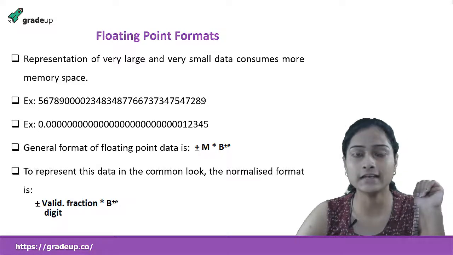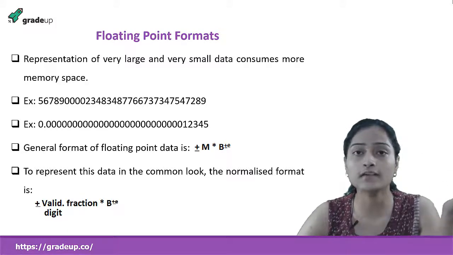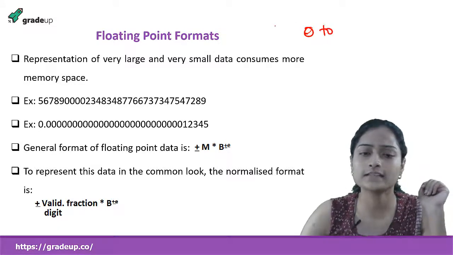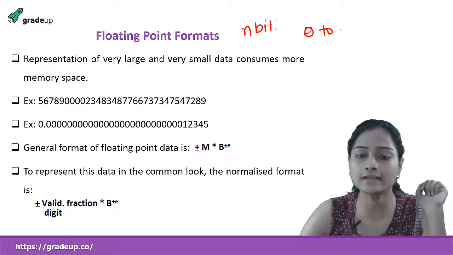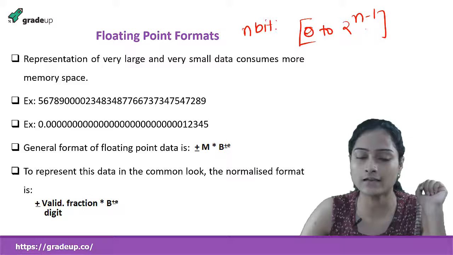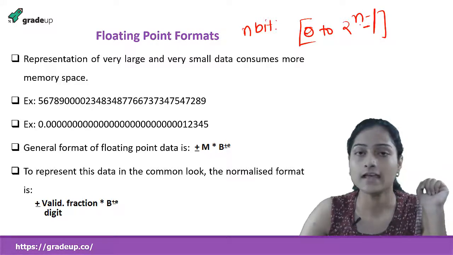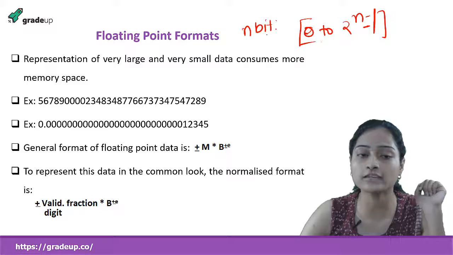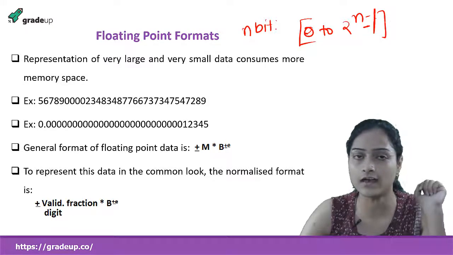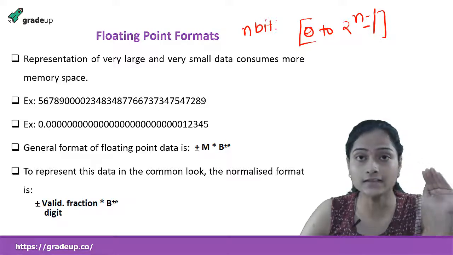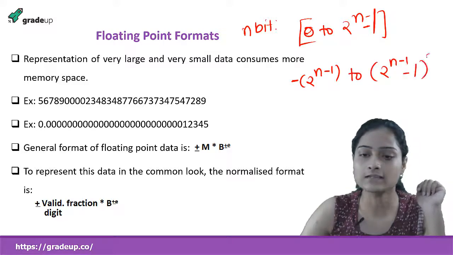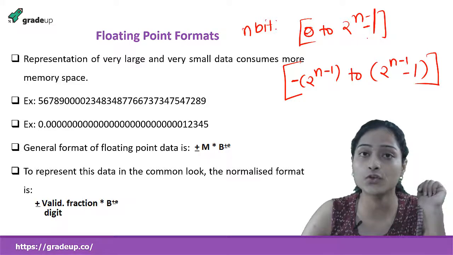For representing our integer data or data of normal size, we use fixed point arithmetic or fixed point representation, where signed integers will be represented. Suppose you are using n bits for representing some data, then your unsigned integers will be represented from 0 to 2 raised to the power n minus 1. That is, if you are going to represent your unsigned integer using n bits, the range of integers which can be stored in these n bits is 0 to 2 raised to the power n minus 1. When you are going to store signed integers, then it will be minus 2 raised to the power n minus 1 to 2 raised to the power n minus 1, minus 1. This is the representation or range for your fixed point arithmetic.